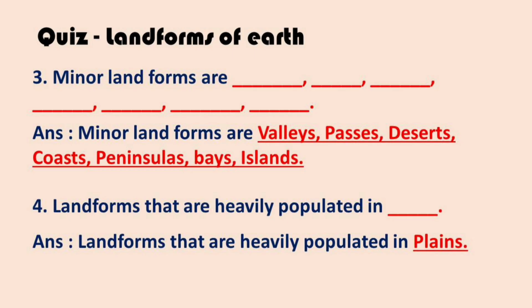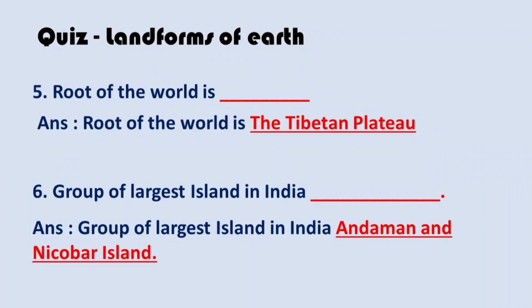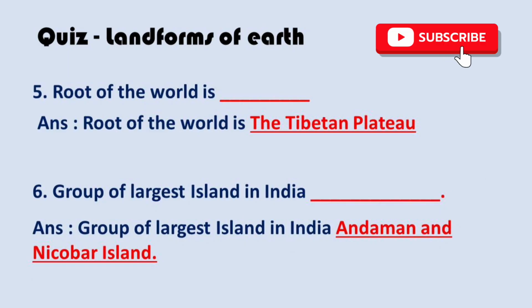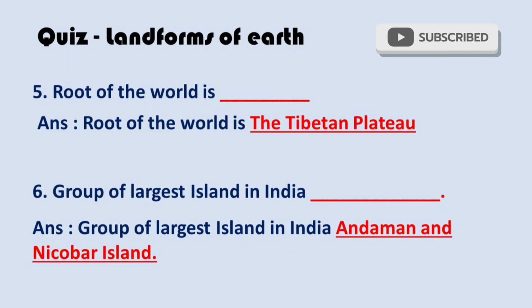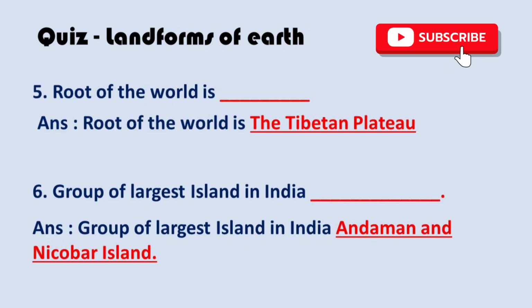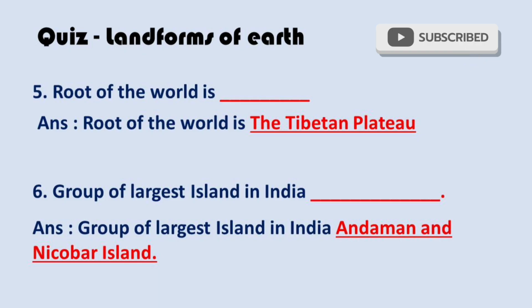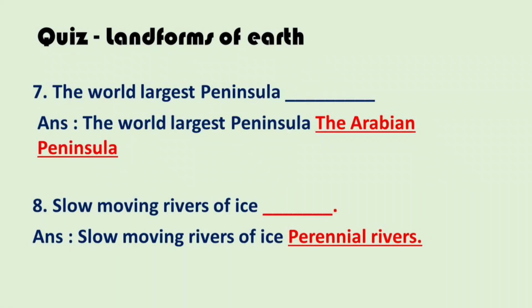4. Landforms that are heavily populated in dash. Answer is, landforms that are heavily populated in plains. 5. Root of the world dash. Answer is, root of the world is the Tibetan Plateau. 6. Group of largest island in India dash. Answer is, group of largest island in India, Andaman and Nicobar Island.